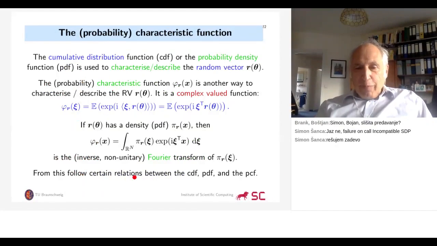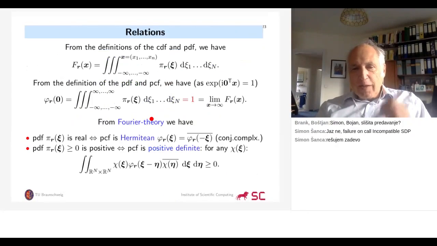Okay. Now, because these are Fourier transforms of each other, there are certain relations between the cumulative distribution function, the probability density function, and the probability characteristic function. This just comes from Fourier theory now. Okay, so what are the relations? Of course, this is what we had before, because this is the derivative. This guy is the integral of this here, from minus infinity up to that point. And this is not just one, but n integrals, of course.